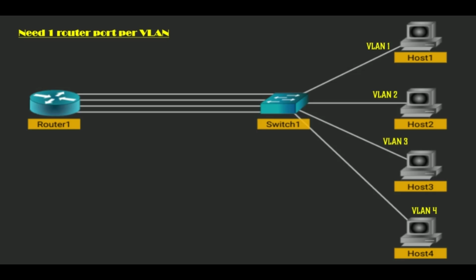What if we use 12 VLANs? Can we shrink these links into one link so that only one router port is used? The answer is yes. We can use router on a stick configuration.